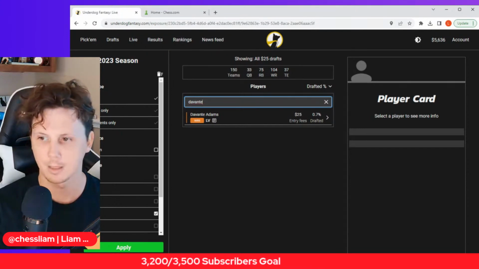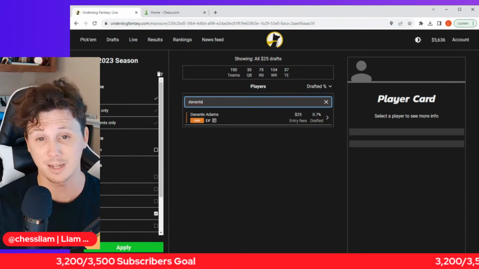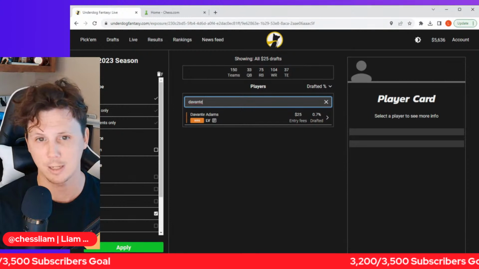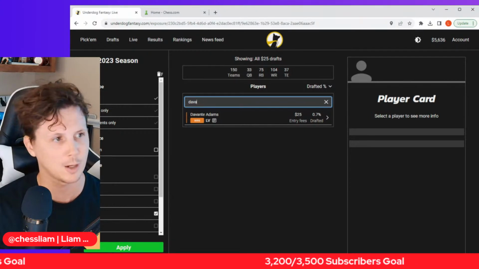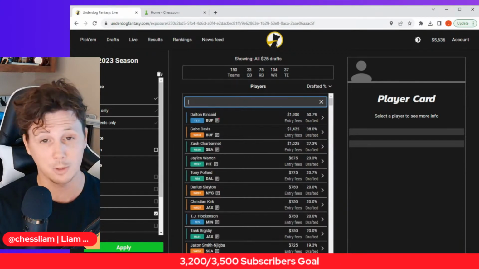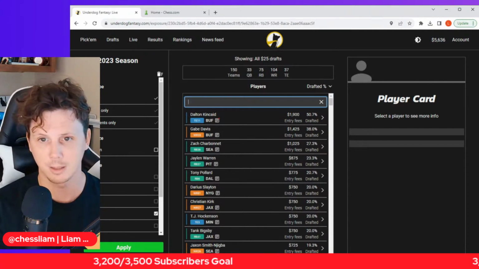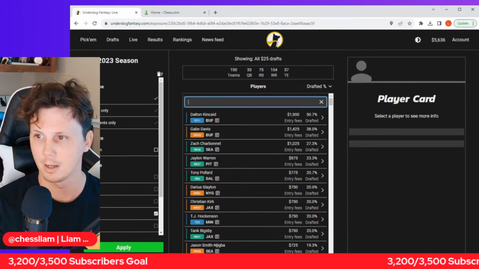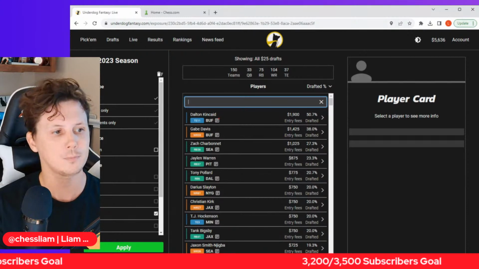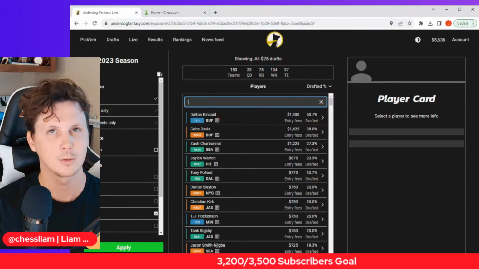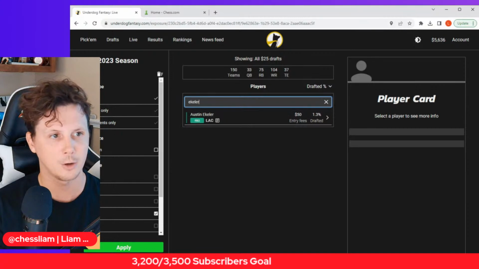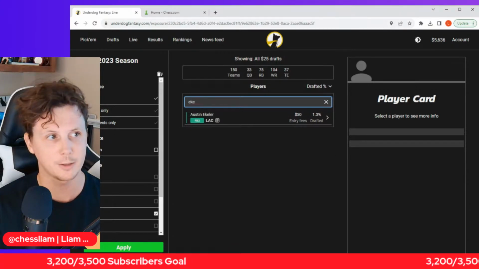Devonta Adams, 1 team. I would have had a lot of Devonta if I drafted all late, just because he really drafted the casual crowd. So did Hollywood. Hollywood got so cheap in those late teams. Like, people were just out on the Cardinals. Eckler, only 2 teams with Eckler.